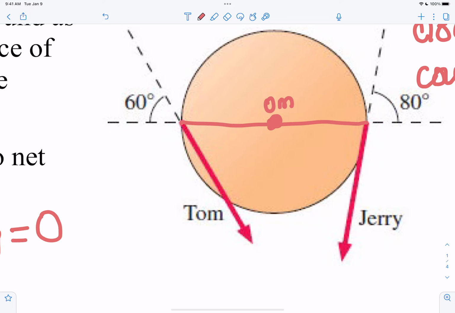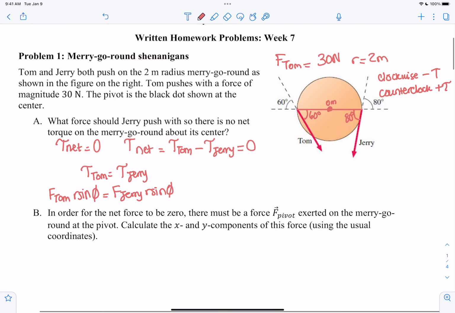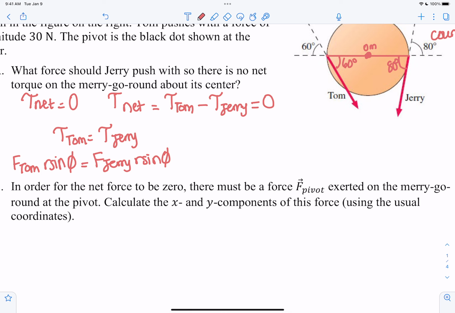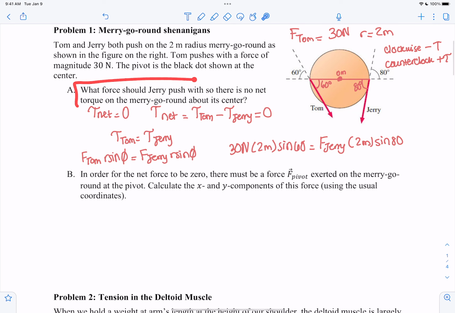But yeah, so this should be 60 degrees here for our phi, and that means that this is 80 degrees as well for phi, for Jerry. So we have all the information that we need. We know that Tom is 30 newtons, times a radius of 2 meters, times sine of 60, is equal to the force of Jerry times 2 meters times sine of 80, right? And that's how we can figure out Jerry's force. We're interested in his force, not his torque, right?